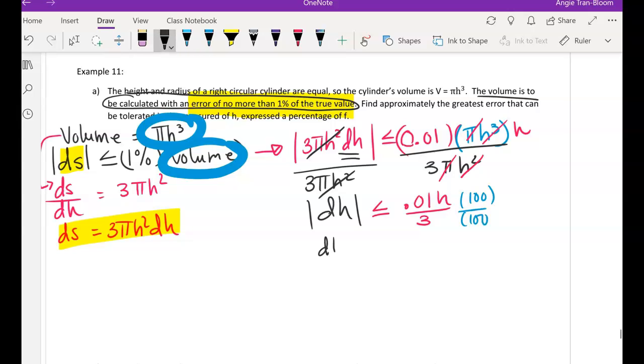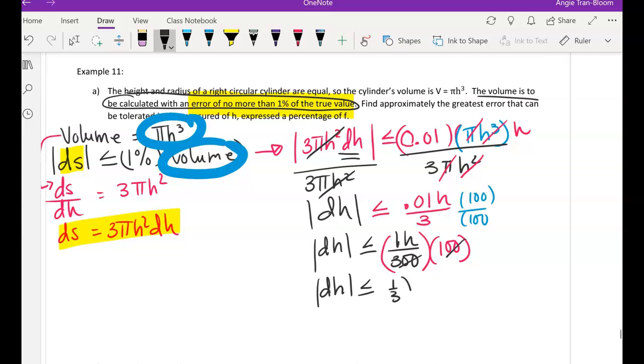So we have the absolute value of dH is less than or equal to 1h over 300. I can work with that. I just now need to find the percentage. To find the percentage, I just have to multiply by 100. So if I multiply by 100, cancel out the zeros, the change in h cannot be more than 1/3 of a percent of h. And what is h? H is the height.